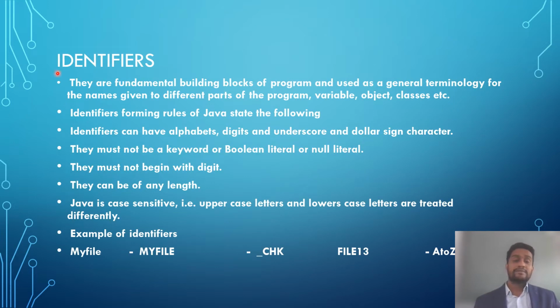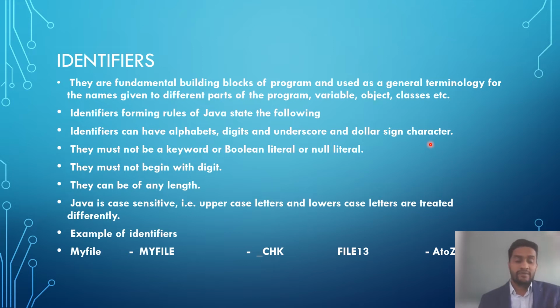Coming to the next, identifiers. What are identifiers and what rules do we follow for making them? Identifiers are fundamental building blocks of a program and are used as a general terminology for the name given to different parts of the program, such as variables, objects, and classes. So, on the basis of this, what are the rules for making identifiers? The first rule is that an identifier can have alphabets, digits, underscore, and the dollar sign character.